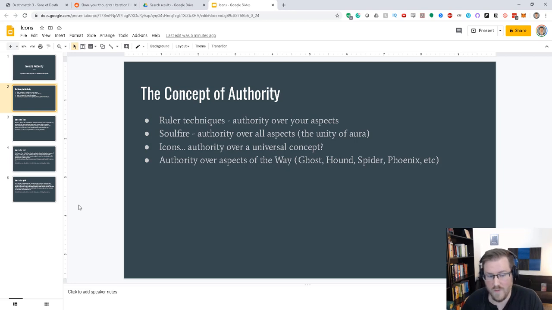Yerin, though, does have authority over sword Madra and sword aura. And one would say that she has more authority than other sword artists because her path is built around ruler techniques. And that's really interesting. So ruler techniques, authority over aspects of Madra. Then you move a step up and you have Soulfire.